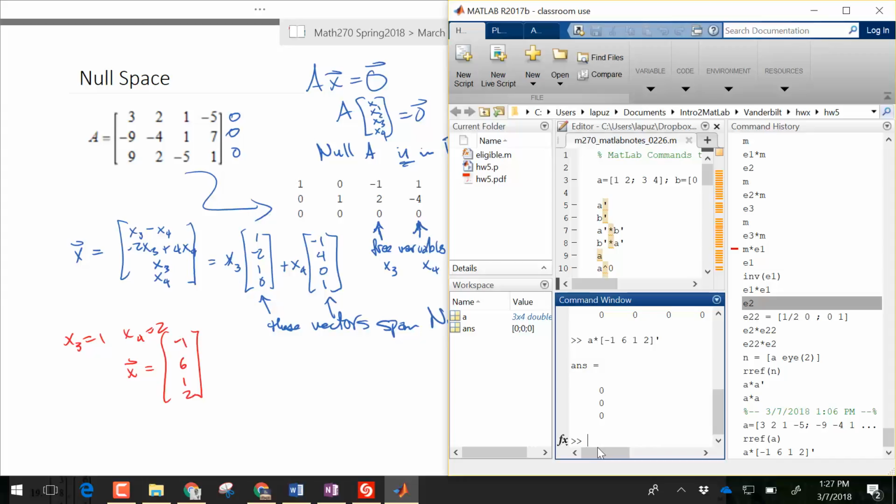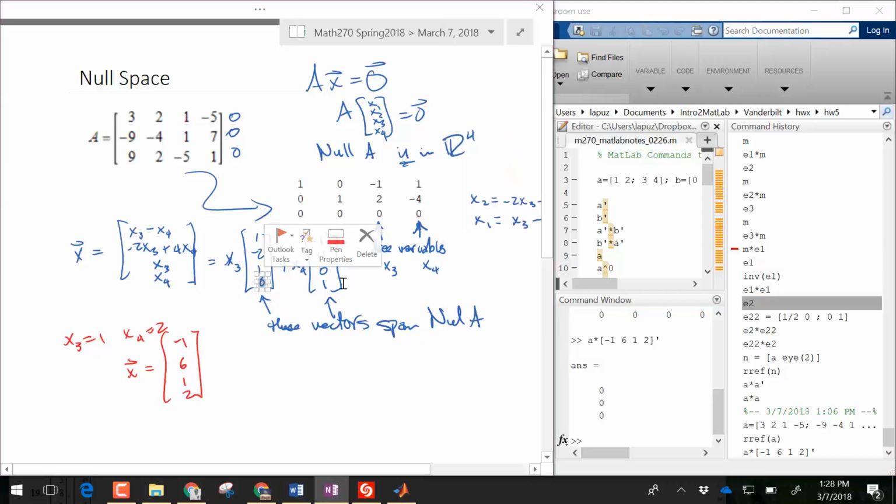The linear combination of those two vectors is everything in the span that these two vectors can reach. So these two vectors reach everything in the null space, which in this case is a plane in a 4-dimensional space.